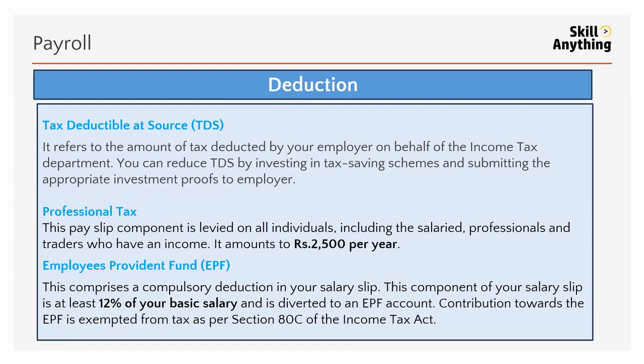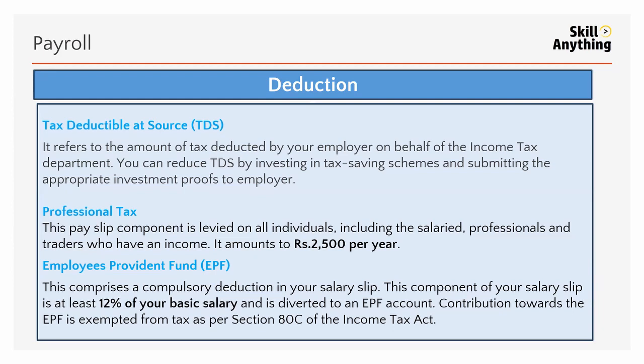The first deduction point is tax deducted at source, meaning TDS. TDS is an amount deducted by the employer on behalf of the income tax department, and after deducting the TDS, it is deposited by the company to the income tax department. To reduce the TDS, the employee needs to invest in tax saving schemes and submit the investment proof to their employer.